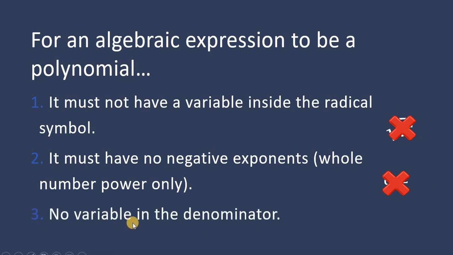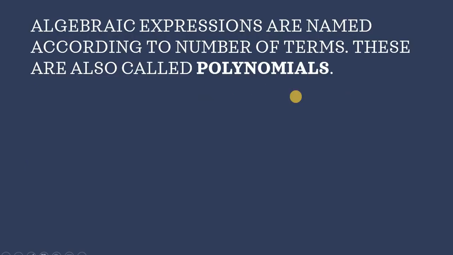And last condition, no variable in the denominator. So, bawal magkaroon ng variable sa denominator when it comes to polynomials. For example, x minus 2 over x. Since merong variable sa denominator, that is not a polynomial. So, I hope malinaw na yung mga yan. Okay, algebraic expressions are named according to number of terms. These are also called polynomials. So, we name the algebraic expression depending on the number of terms.